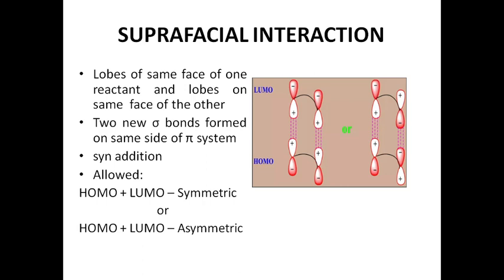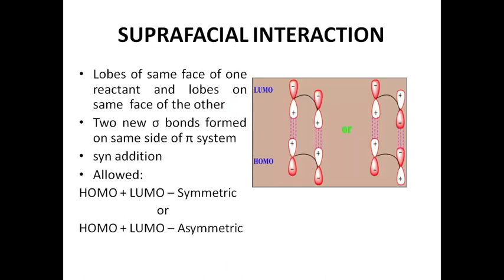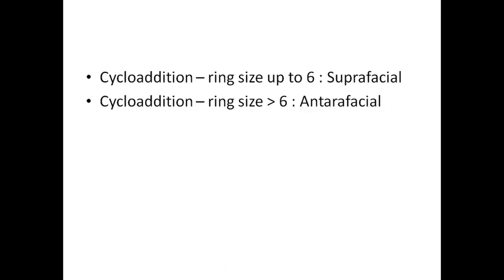We have to consider one molecule's HOMO, which donates, and the other molecule's LUMO. If HOMO and LUMO are both symmetric or both asymmetric, suprafacial interaction takes place. If either one of the two is asymmetric, there is another mode of interaction, which is called antarafacial. Now, when do you find suprafacial interaction and when do you find antarafacial interaction?